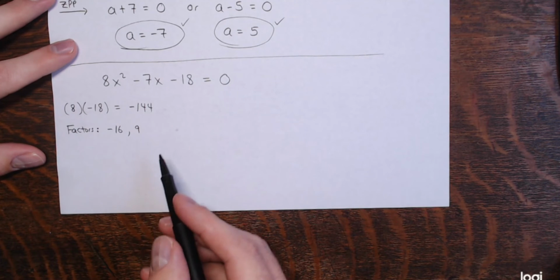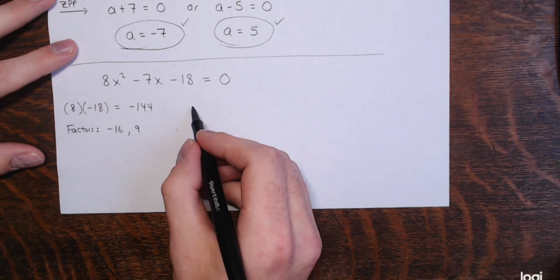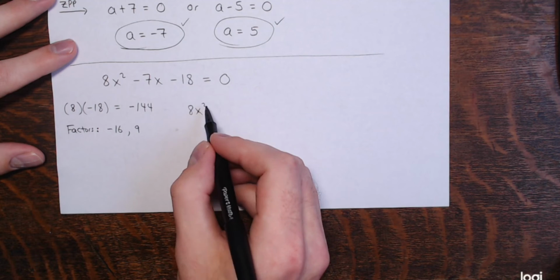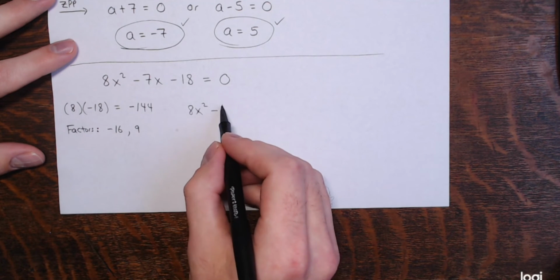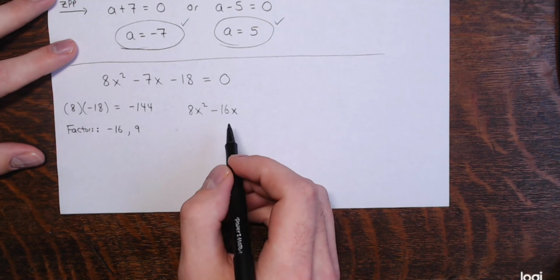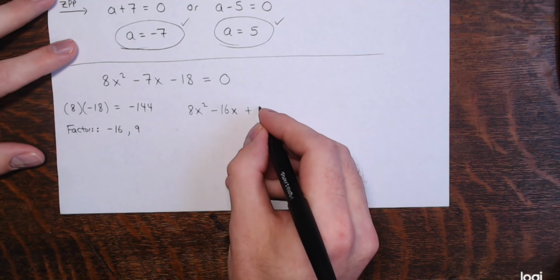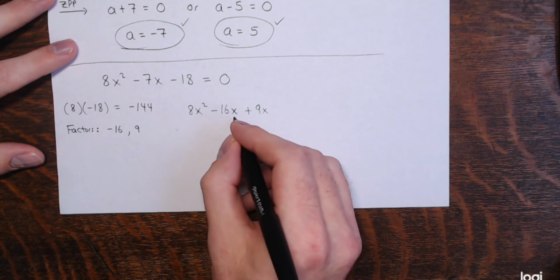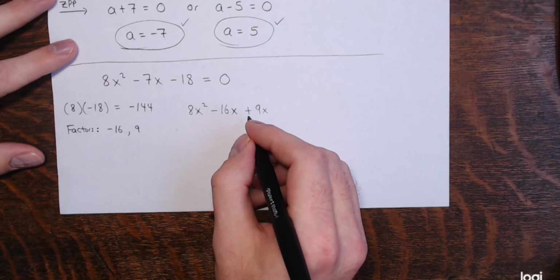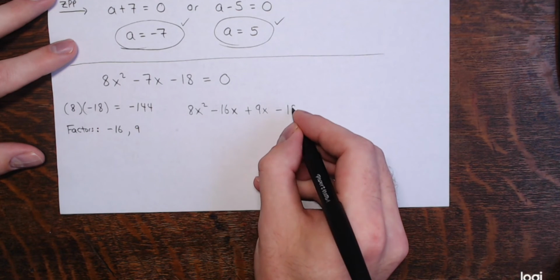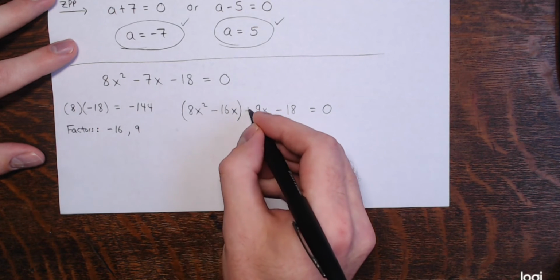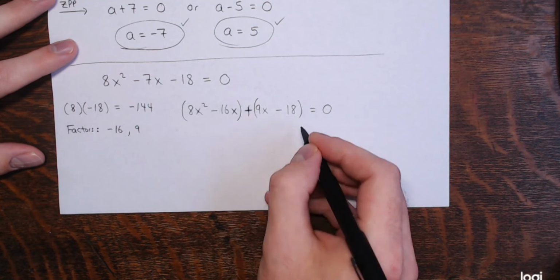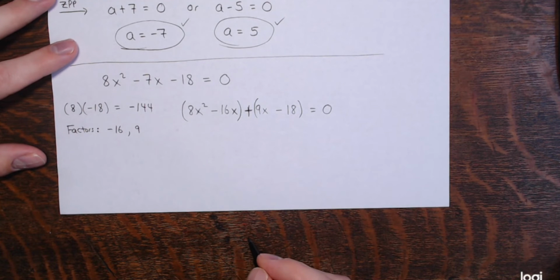So now I'm going to rewrite that middle term. We have 8x squared, and then instead of minus 7x, I'm going to write it with these two numbers, minus 16x, and then plus 9x. That's the same thing as minus 7x, right? And then you have minus 18, and you still have the equals 0 over here. Then you do the grouping, first group plus second half, the second two terms. Factor each half completely.